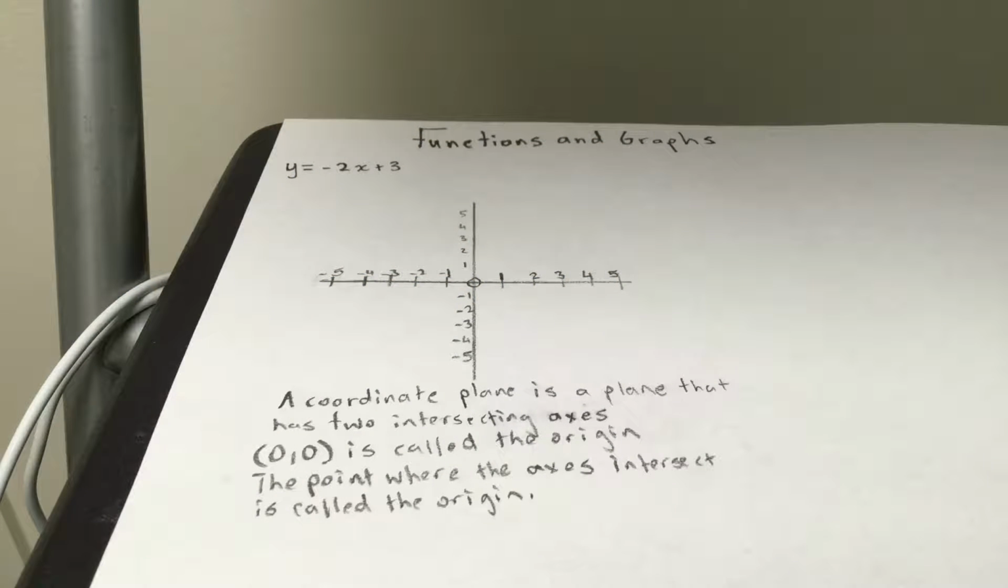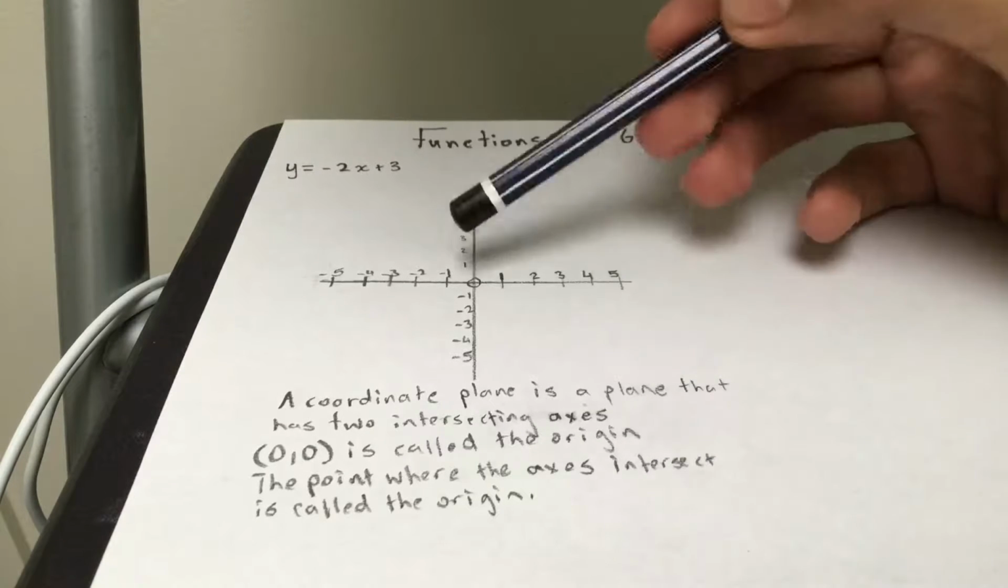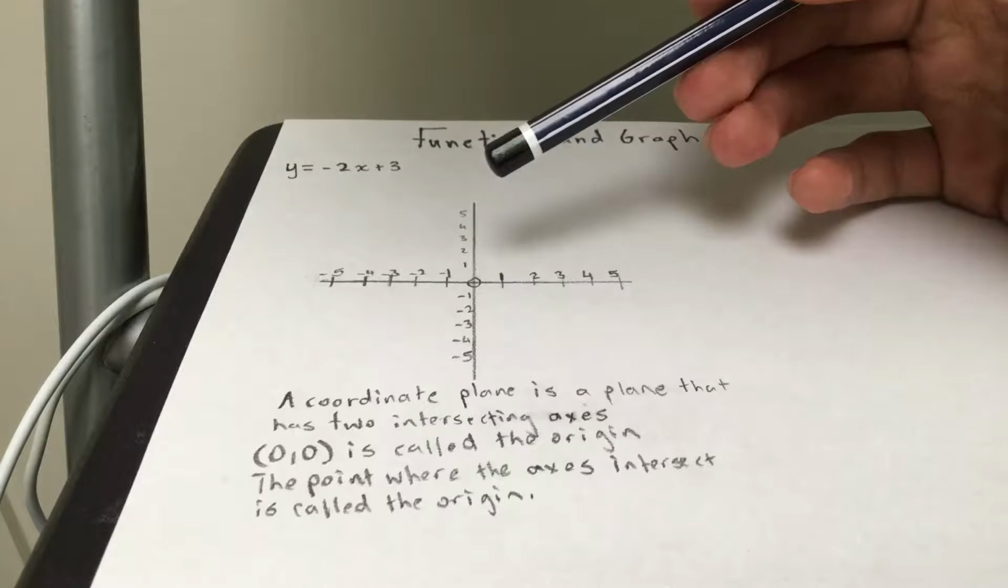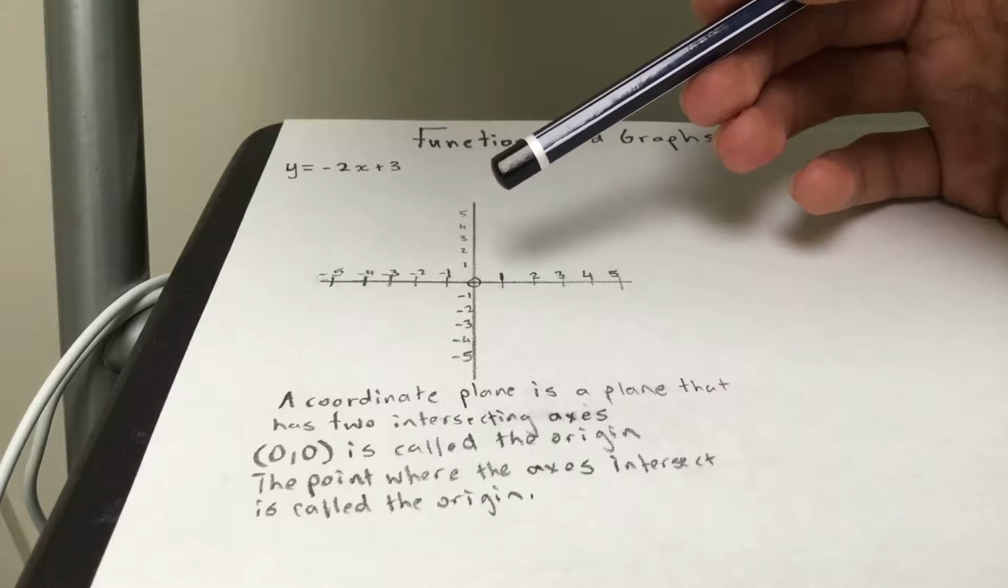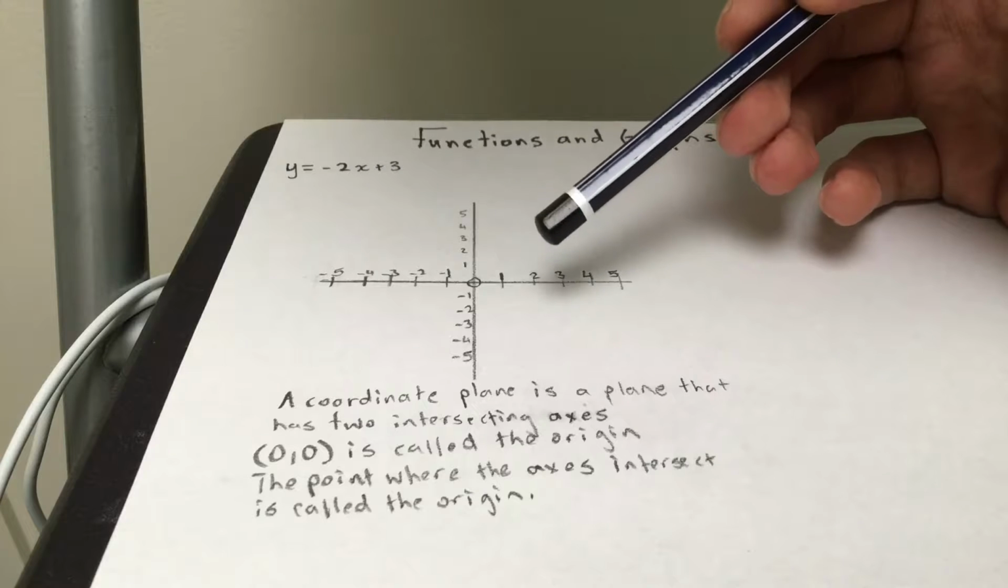Today we'll be learning about functions and graphs. As you see, I've put up an equation, y equals negative 2x plus 3. As you see, I've put up a coordinate plane, which is a plane that has two intersecting axes. Also, at 0, 0, the point where the axes intersect is called the origin.